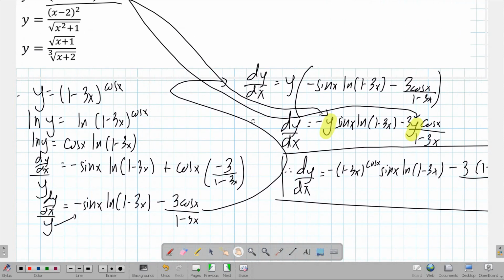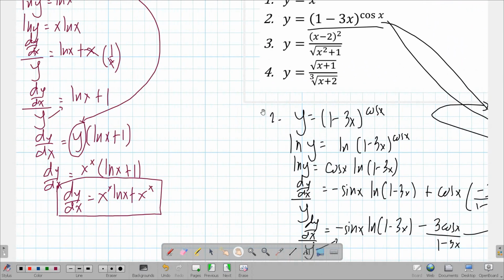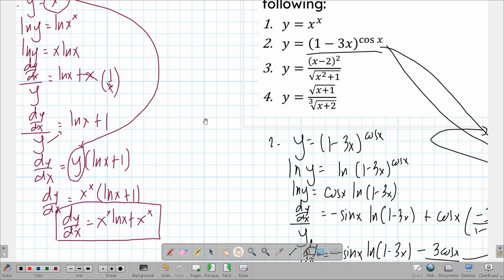So that's the process of logarithmic differentiation. In this video, we looked into the derivative of general exponential, general logarithmic functions, and the process of logarithmic differentiation.